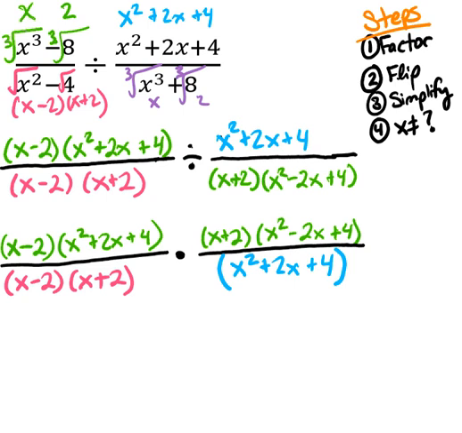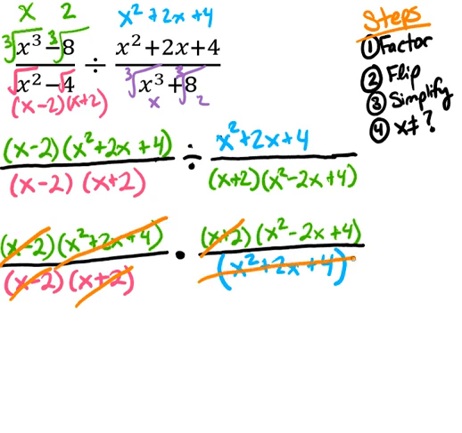So as we look at our numerators and our denominators, I see that there's an x minus 2 that they have in common, an x plus 2 that they have in common, and an x squared plus 2x plus 4 that they have in common.